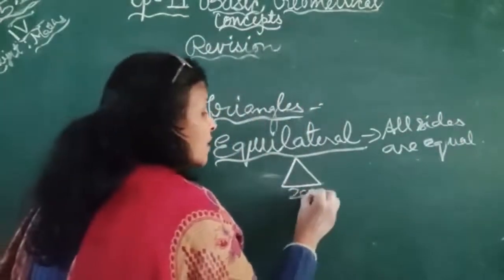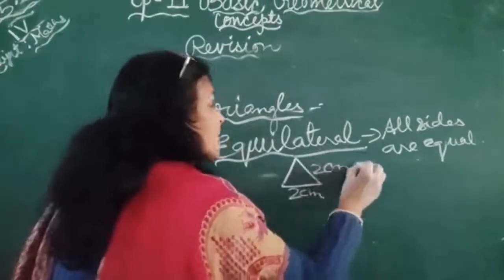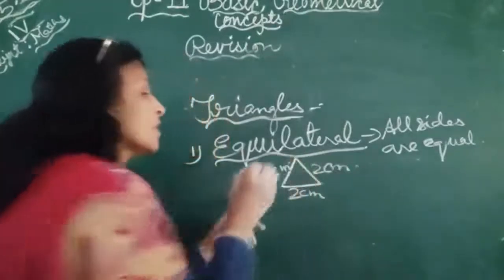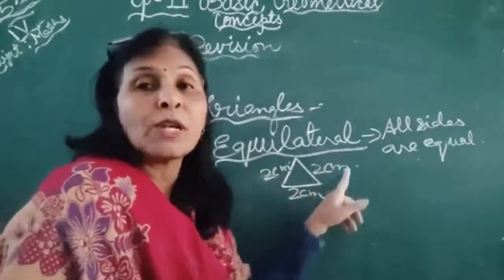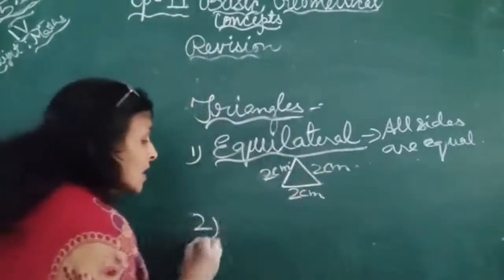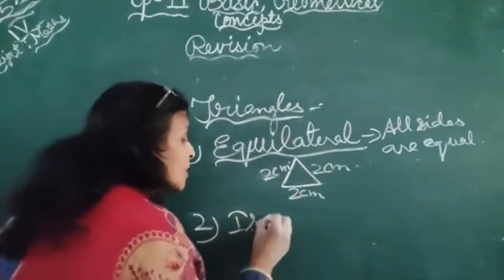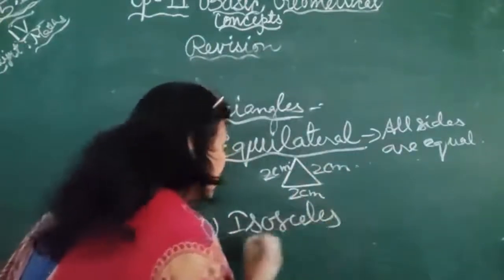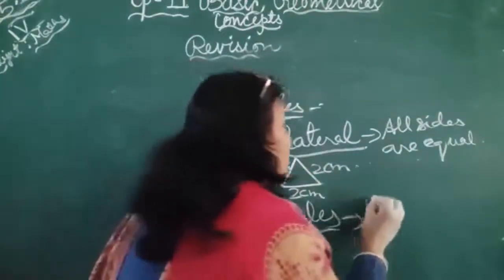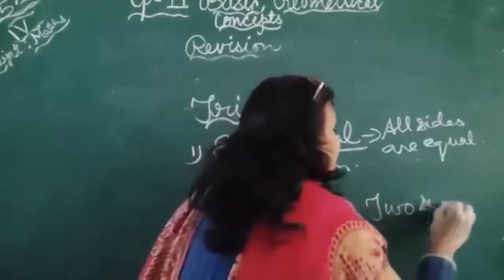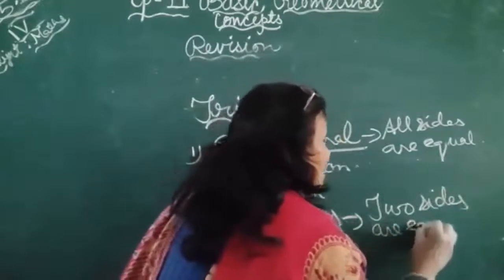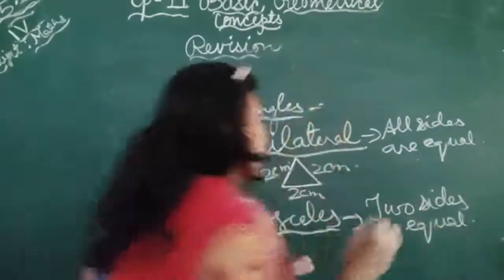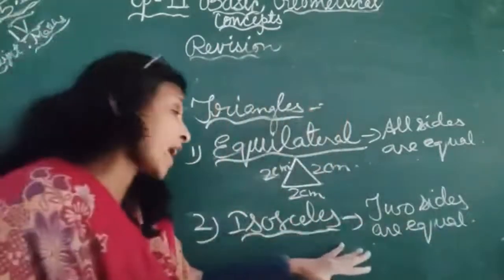ऐसे ये 2 सेंटीमीटर है, this is also 2 centimeter, this is also 2 centimeter, and we can say this type of triangle is equilateral triangle. Now the second is isosceles triangle. In isosceles triangle, 2 sides are equal. A triangle in which 2 sides are equal, then a triangle is said to be isosceles triangle.